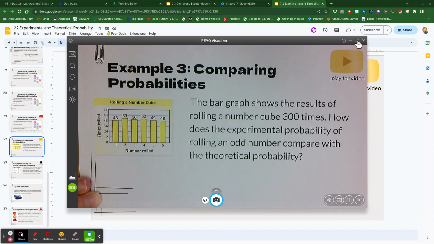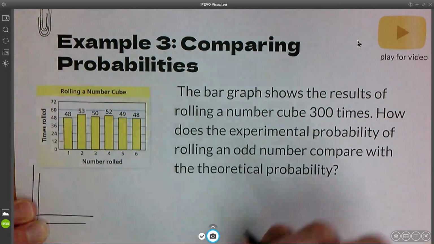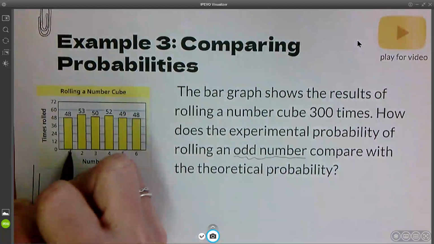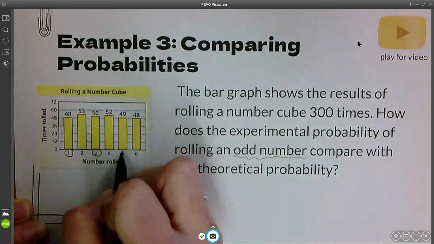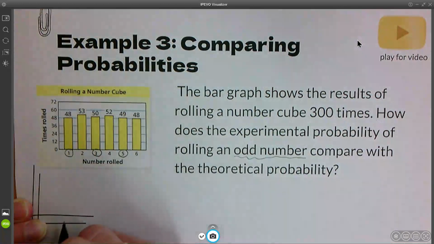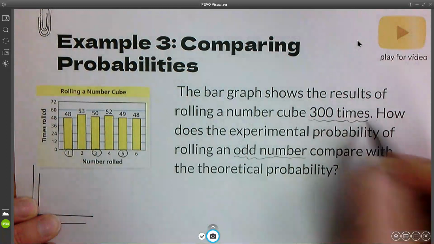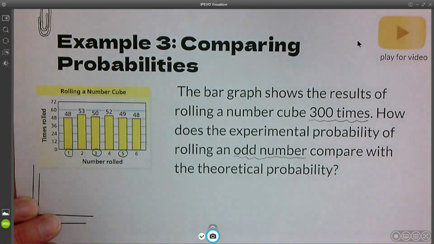So I'm clicking over to our camera here. And the first thing we need to talk about is what our odd numbers are. So our odd numbers would be rolling a 1, a 3, and a 5. Okay, so those are the only ones that we're really concerned with. And we've rolled a total of 300 times. So the experimental probability, this actually happened. I rolled it 300 times.